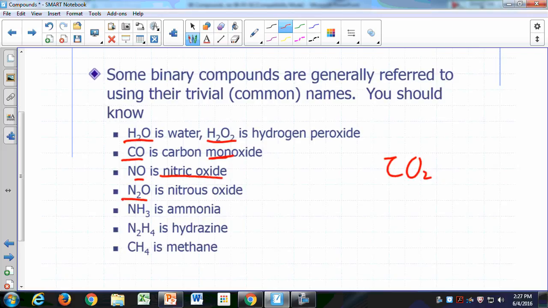N2O, okay, is dinitrogen oxide. That's a valid name for it. Or it's also more commonly referred to as nitrous oxide. Nitrous oxide is the active ingredient in your laughing gas that the dentist gives you to calm you down before he does a procedure on your teeth. Okay. NO, nitric oxide, is an example of what's called a vasodilator.